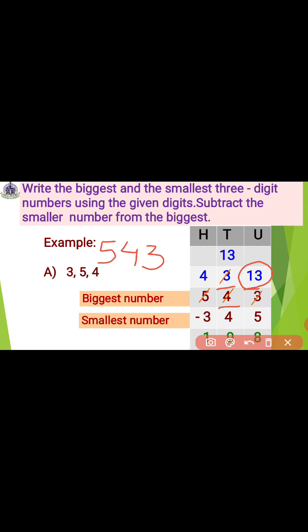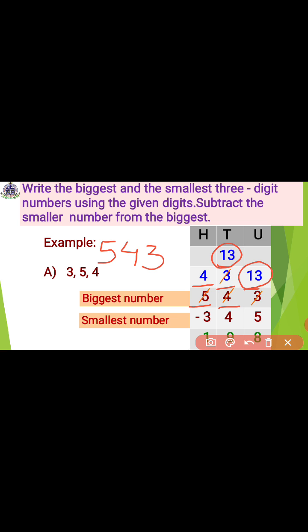So what we will do? We will borrow 100 from this 500. So after taking 100 from this 500, we will get 13 tens. Okay, students? And in the hundreds column we will get 4. Now we will subtract 13 minus 4. We will get the answer 9.